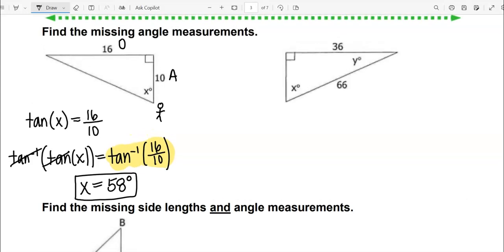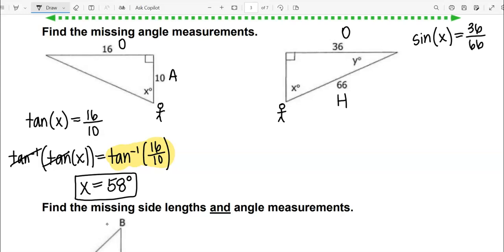All right, this next one, we've got x and y we're trying to find. Let's start with x. Let's put our little man at x. And what is 66? Hypotenuse, good. What about 36? Opposite. And which trig function uses hypotenuse and opposite? Sine. And so we'll have sine of, what's my angle measurement? X, good. Equals, what's the ratio for sine? Opposite over hypotenuse. So opposite is 36 over hypotenuse is 66.